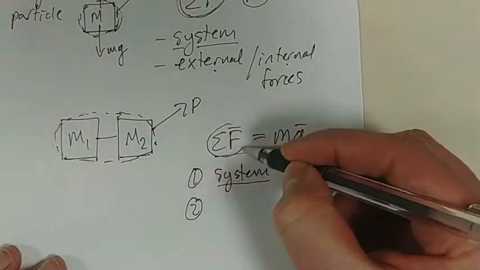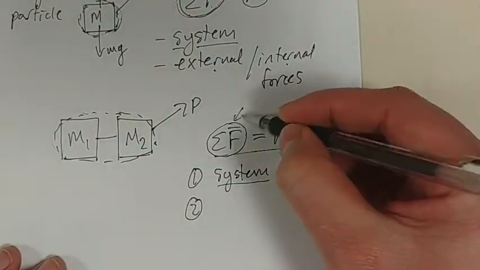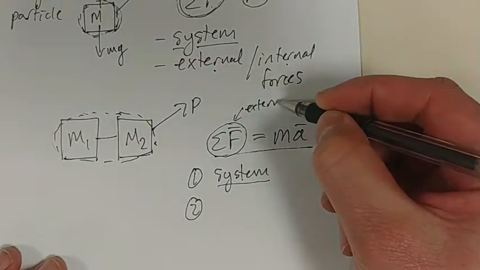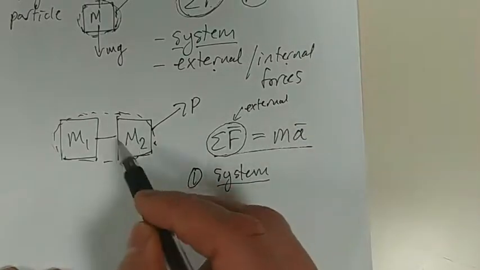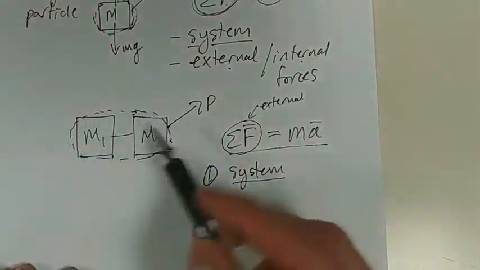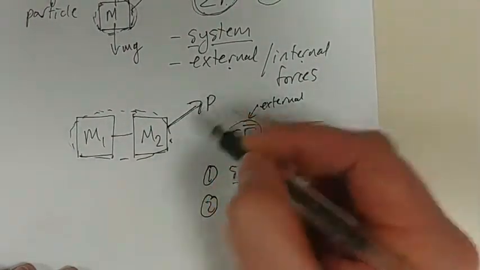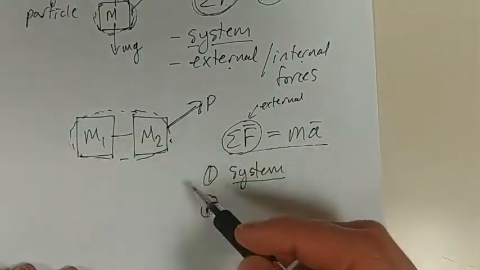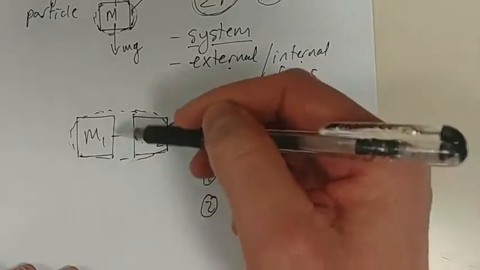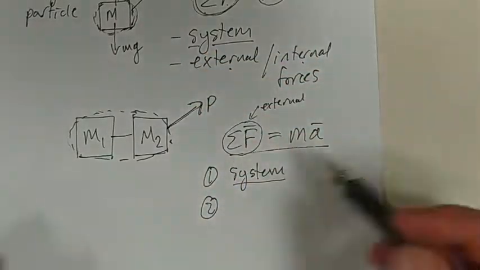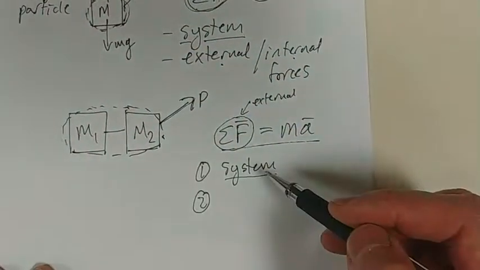What does this now refer to? This refers to all the external forces to the system, forces that are external to the system. What are the external forces? It's P, right? P is the only force that is external to the system. I know you can talk about gravity and normal forces, and I understand that, but just for time's sake.